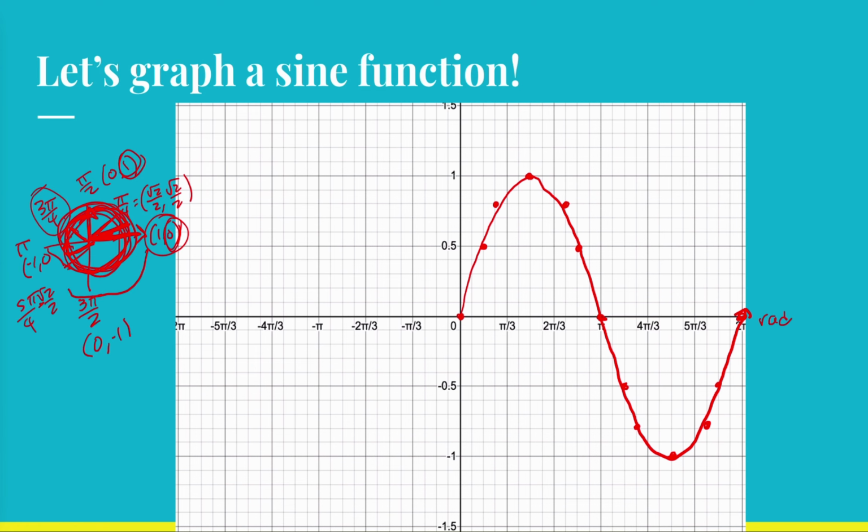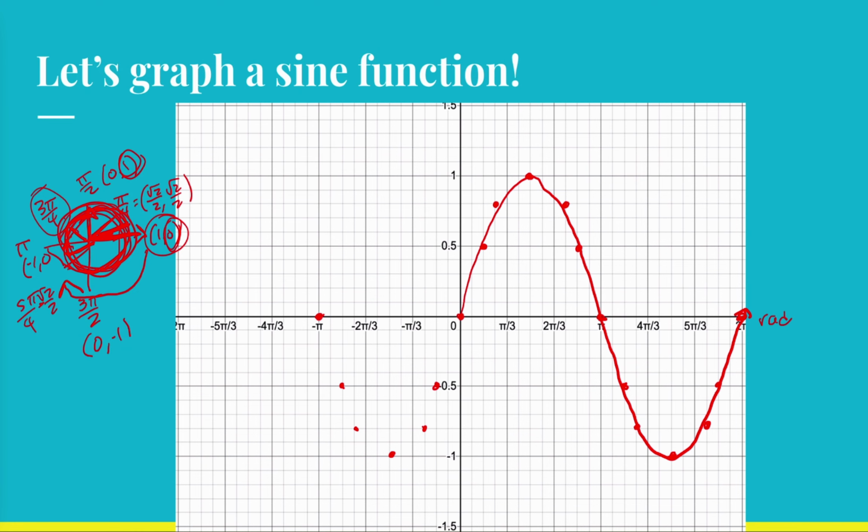So if I went counterclockwise around the circle, I would start at negative pi over 6. I would be at negative 1/2. And then at negative pi over 4, I would be down to negative 0.7. And at negative pi over 2, I would be at negative 1. And so then I go back up, and at negative 5 pi over 6, I'm at negative 0.5. At negative pi, I'm back at 0.